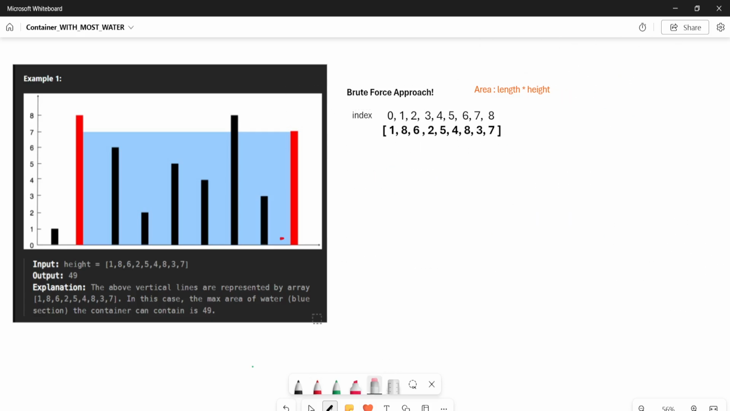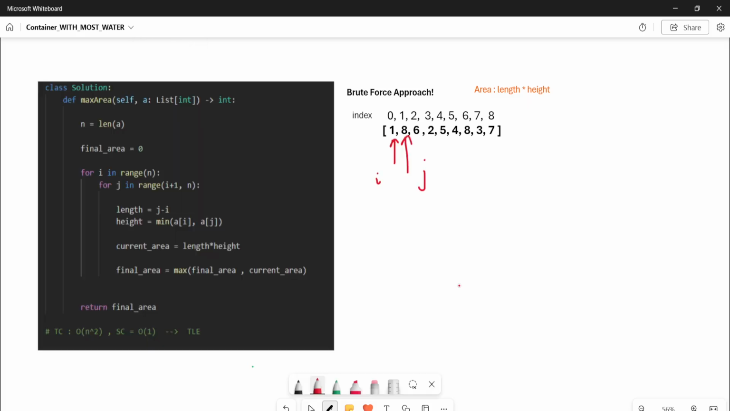Let's check out the code. Let me delete this so that we can bring the code over here. Okay, so this is nothing but a brute force approach. Here we have two pointers, i and j, with the help of two for loops, and we will find the length. Length is j minus i, and height is the minimum between a of i and a of j. And we have this one variable named final area, which we will keep on updating with each pair of lines.